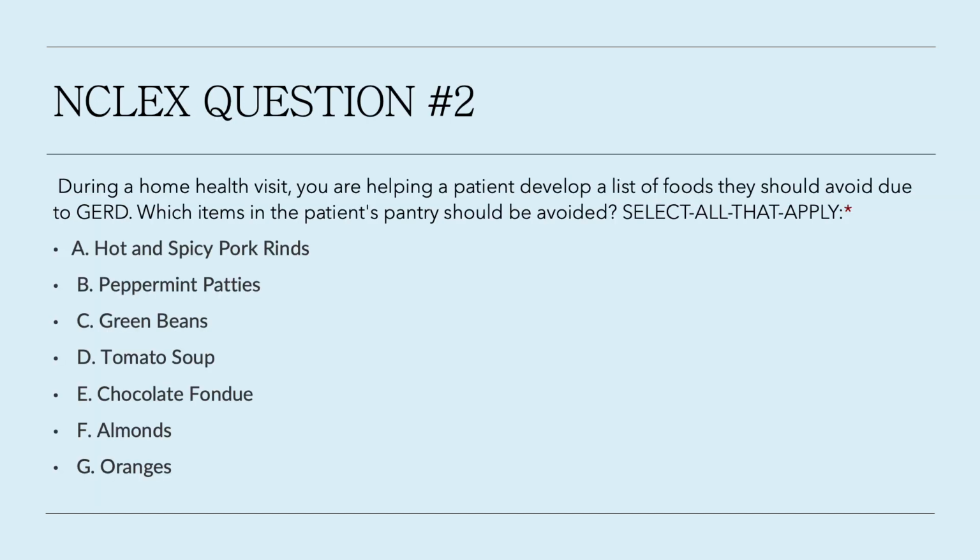All right, so NCLEX question number 2. During a home visit, you are helping a patient develop a list of foods they should avoid due to GERD. Which items in the patient's pantry should be avoided? Select all that apply. All right, so let's read through the options: hot and spicy pork rinds, peppermint patties, green beans, tomato soup, chocolate fondue, almonds, and oranges.